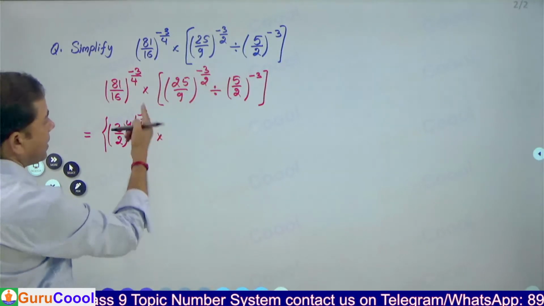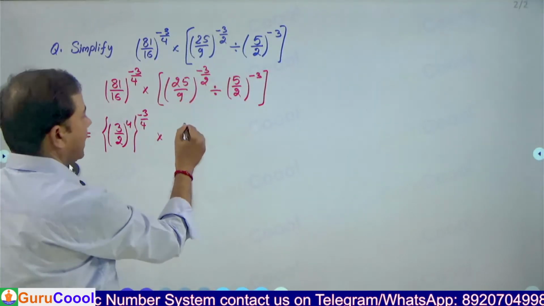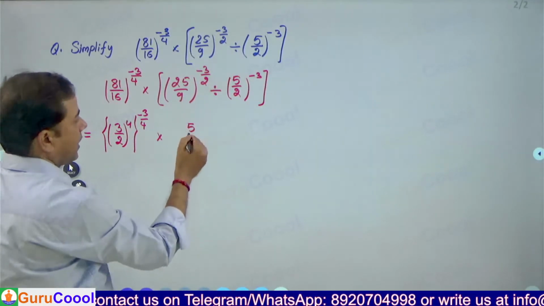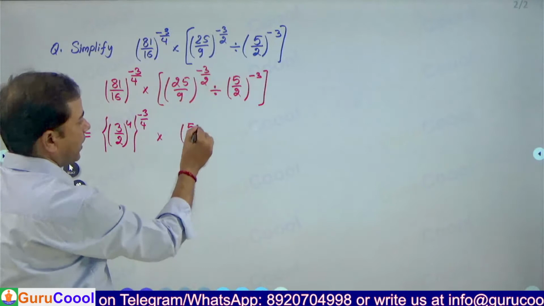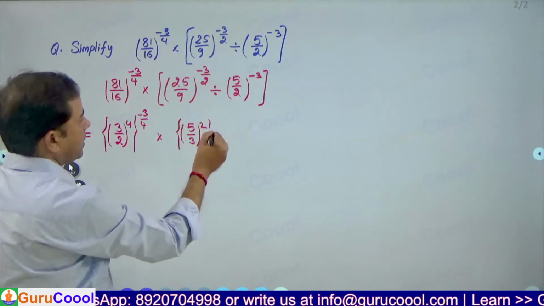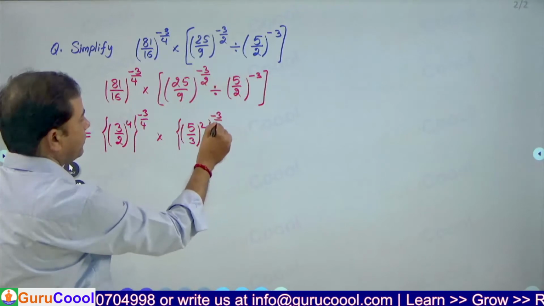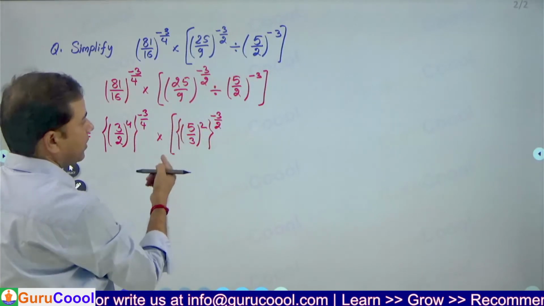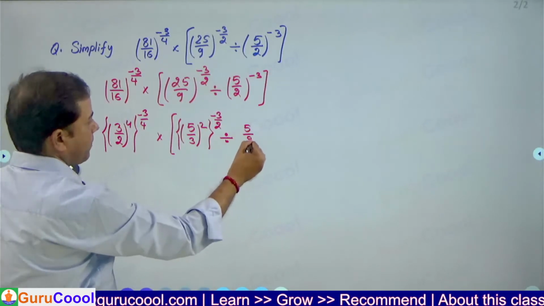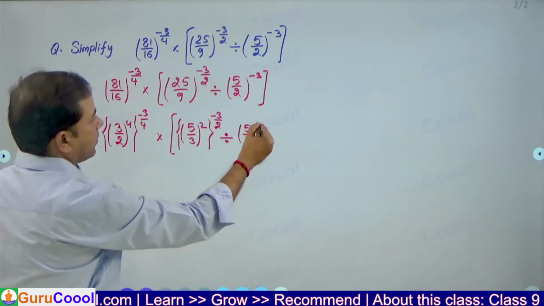Then a multiply sign comes. 25 by 9 is 5 by 3 whole square, since 25 is 5 square and 9 is 3 square. Another power is minus 3 by 2. This is inside a big bracket, divided by 5 by 2 raised to the power minus 3.